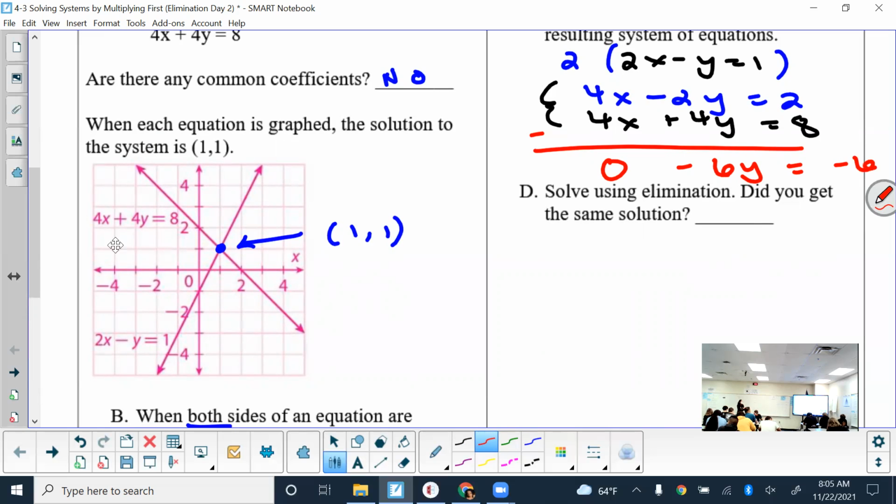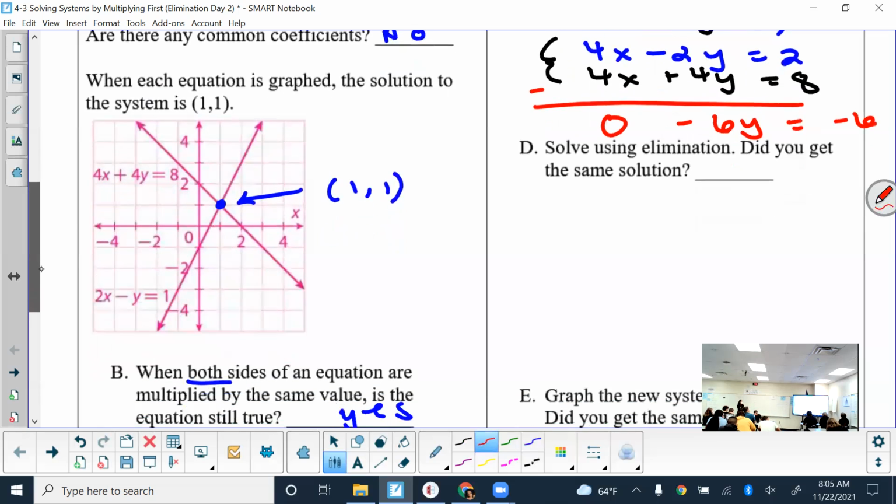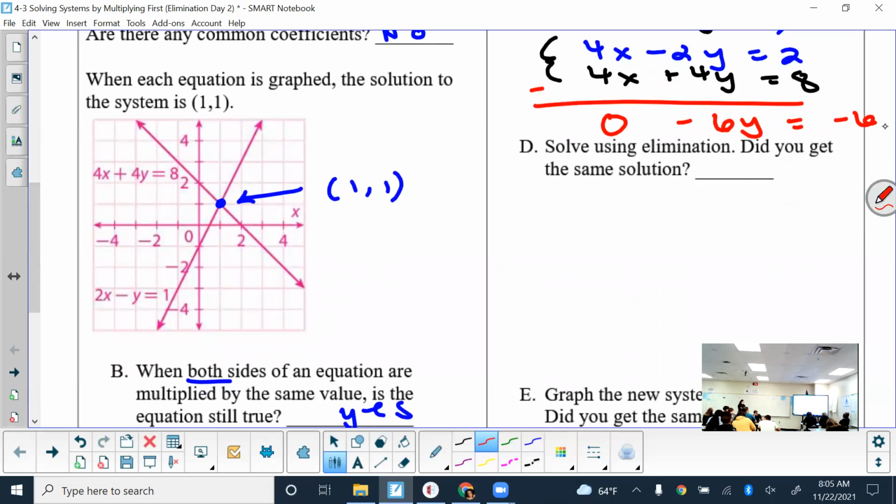Negative 6. Do I really need to write the 0? No, because the x term eliminated. So really, this is all we have. So how do you get the y by itself? Good, do that on each side. And what does y equal? Y equals positive 1. Good.